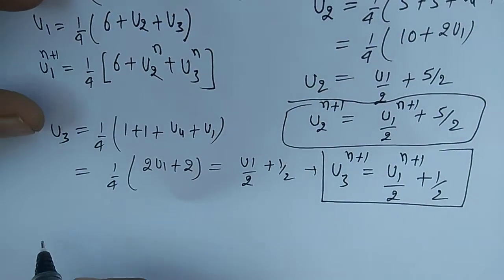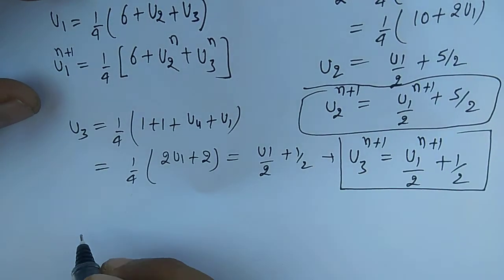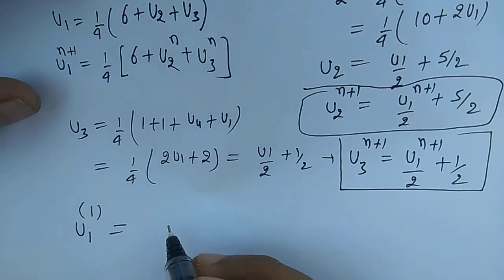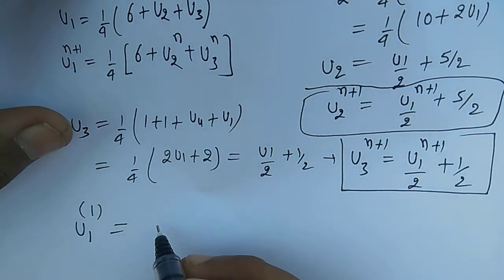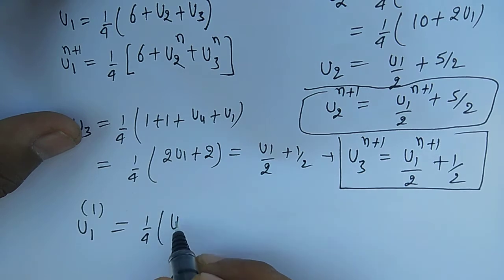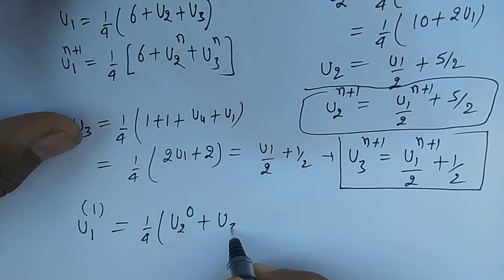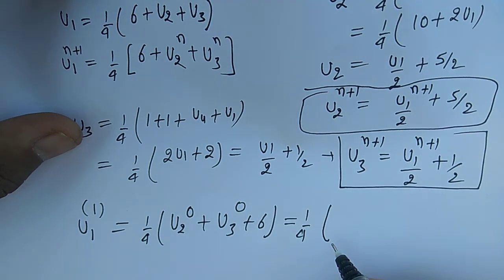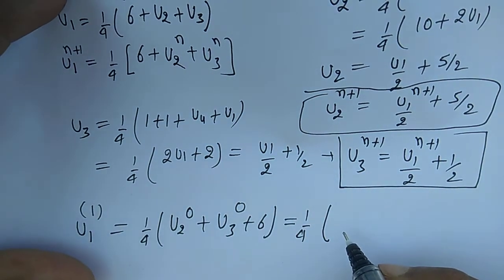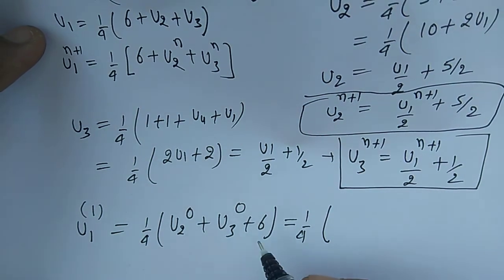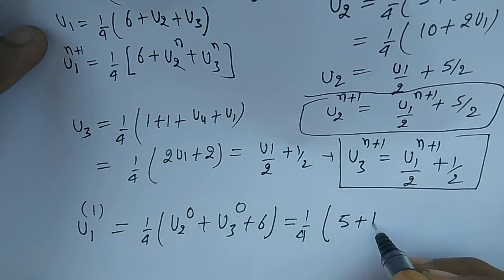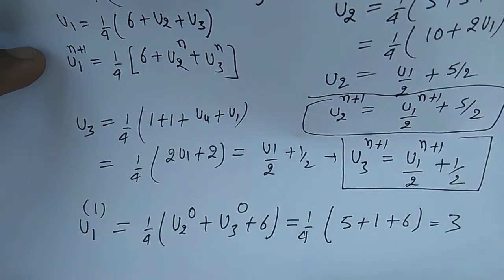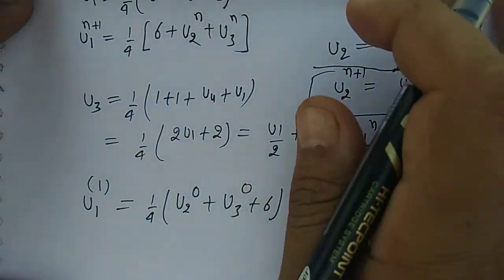So n equal to 0 for u1, so u1 1. So the value of u1 for the first iteration, for that we have 1 by 4 of u2 0 plus u3 0 plus 6. So 1 by 4, and your u2 equal to 5, u3 equal to 1 and 6. So we get answer 3.